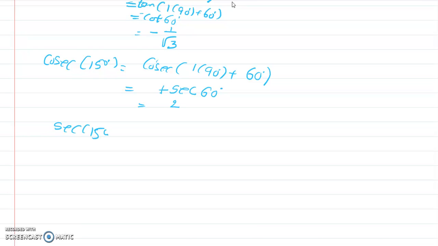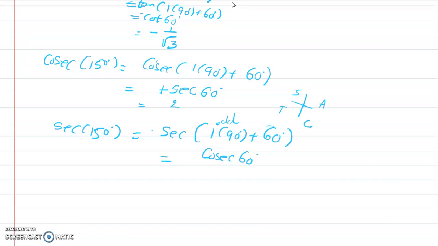Similarly, sec 150 degrees, how will you write? Sec operating on 1 time of 90 degrees plus 60 degrees. 1 time, odd multiple of 90 degrees, means sec changes to cosec operating on the remaining acute angle. Then there is a sec here, and according to the ASTC rule, 150 degrees lies in the second quadrant. In the second quadrant sec is negative. So minus, what is cosec 60? You know sine 60 degrees is root 3 by 2. Its reciprocal, cosec 60 degrees, is 2 by root 3.